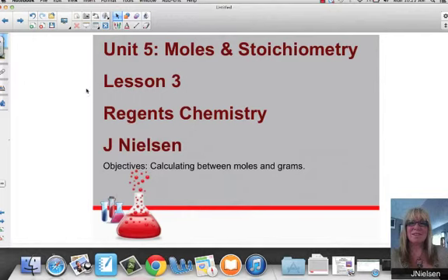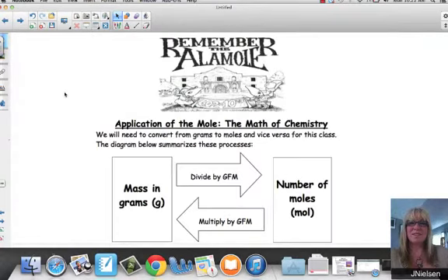Okay, this is lesson 3 in the moles and stoichiometry unit. In today's lesson, we're going to learn how to calculate between moles and grams, and we're going to reinforce the mole concept. The application of the mole. This has to do with math and chemistry. We need to convert from grams to moles and vice versa for this class.